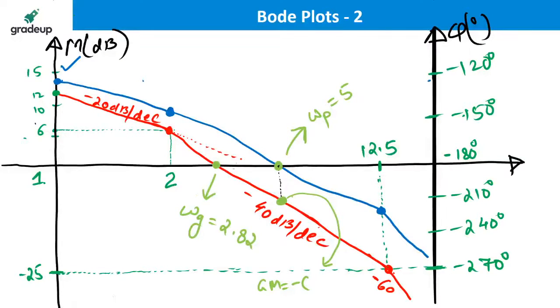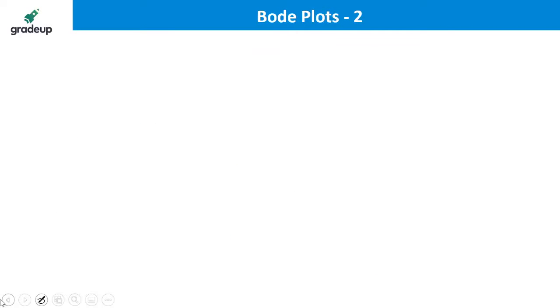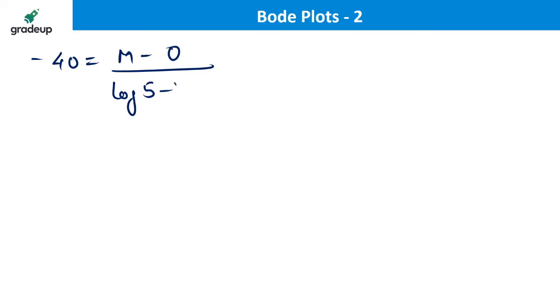So we can again calculate y2 minus y1 by x2 minus x1. Use these 2 points to calculate. So I am starting the calculation now. Okay, slope is minus 40 equal to magnitude minus 0 divided by log 5 minus log 2.82. Just solving this, you get the magnitude as equal to how much?